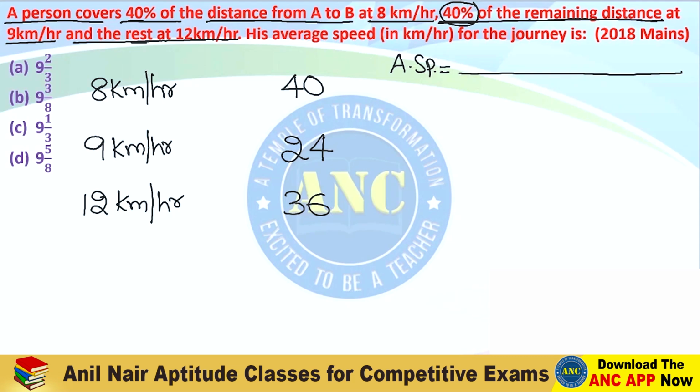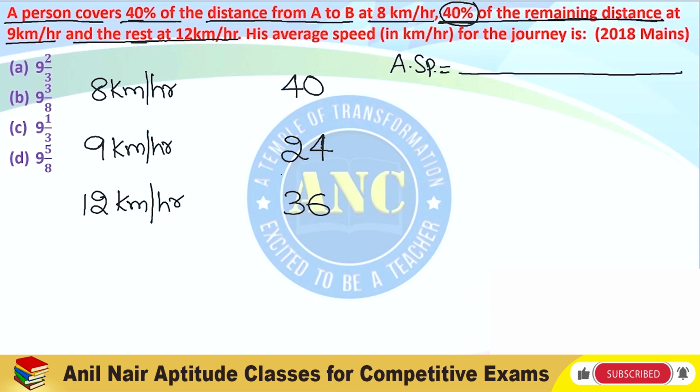Now listen carefully. There is a small understanding here. Total time. Time is nothing but distance by speed. Distance is 40, speed is 8. 40 divided by 8 is 5. It is a whole number, no problem. Why am I not writing it here? Because you will understand in the next one. Now, the next part of the time. Time is distance by speed. Distance is 24, speed is 9. 24 divided by 9 is a fractional value.